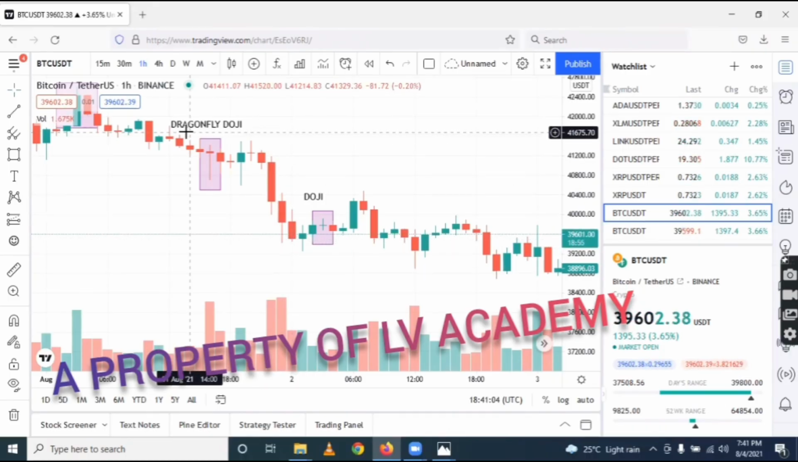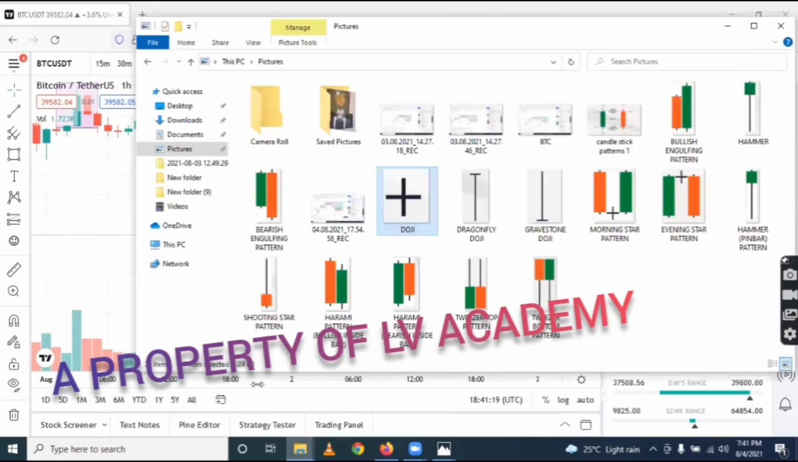So if a doji is found at the top of the market or bottom, it's basically telling you that the trend is about to change or the trend is most likely to change. And we have two basic types of doji patterns. We have the dragonfly and the gravestone doji. Let me show you the dragonfly and the gravestone doji.